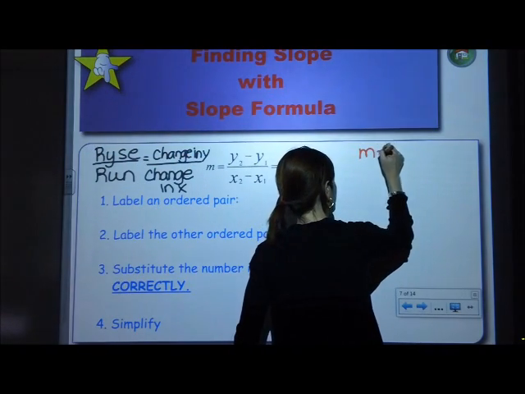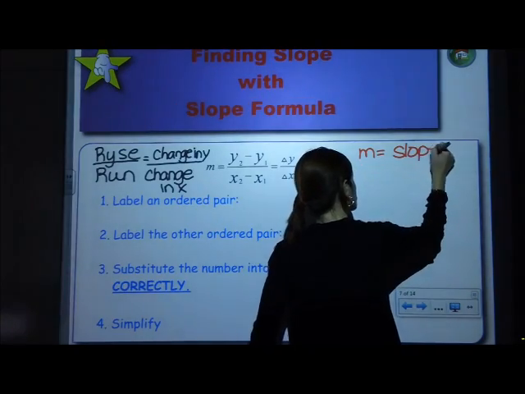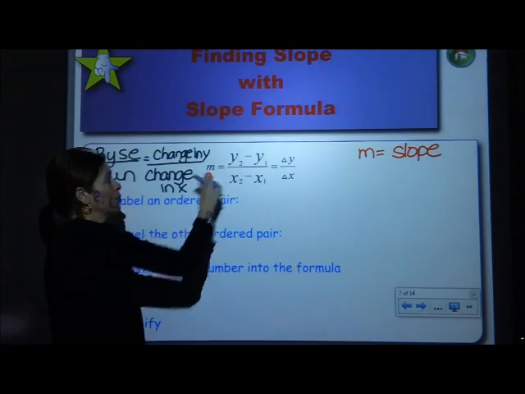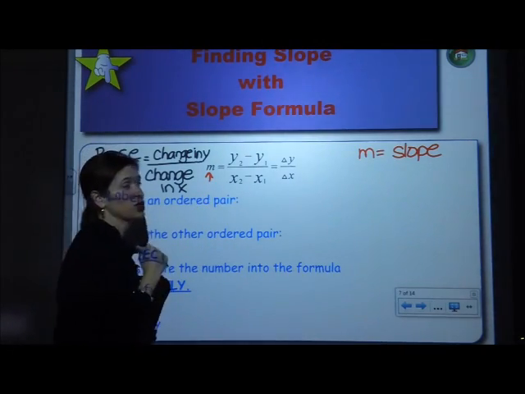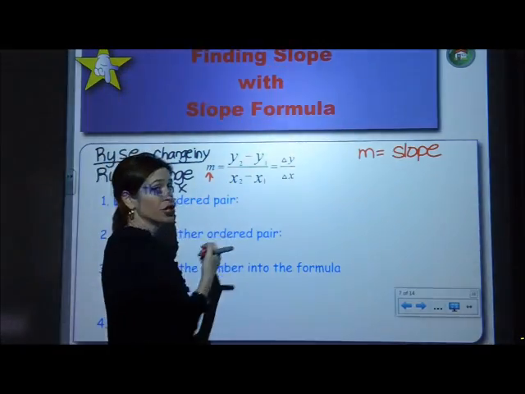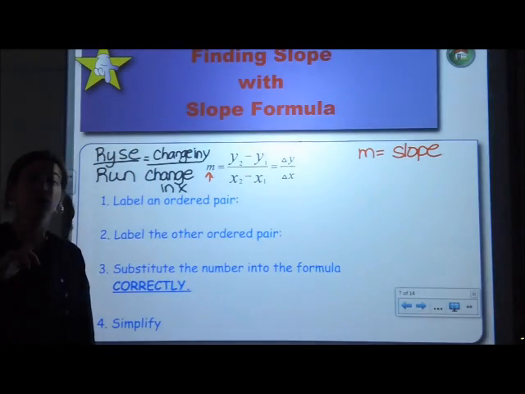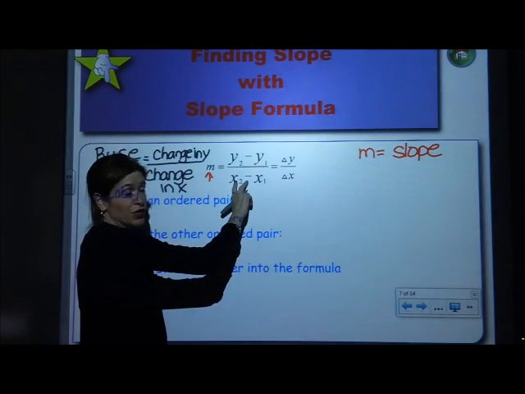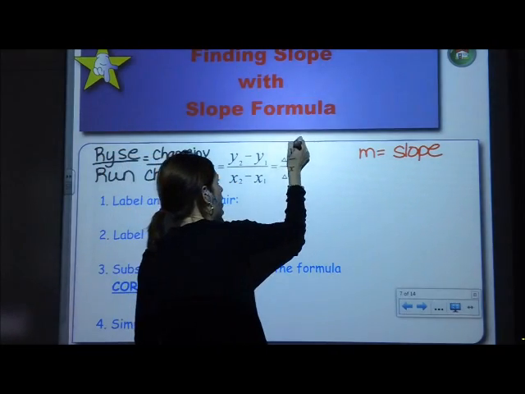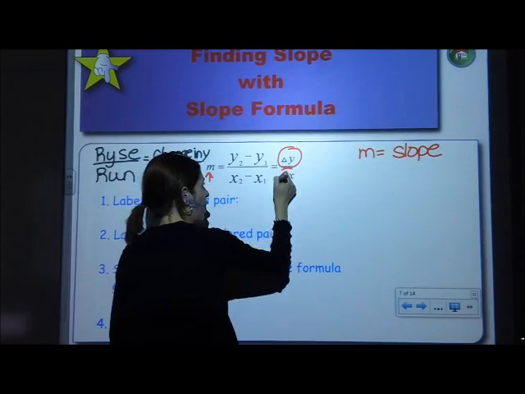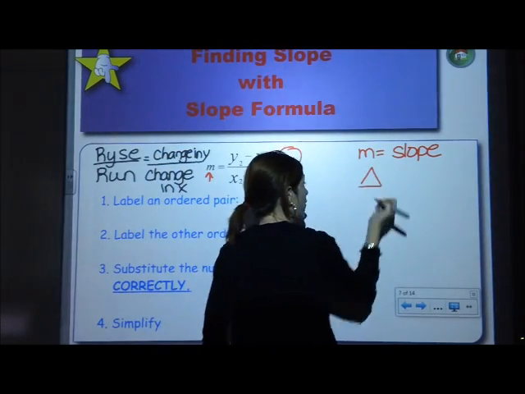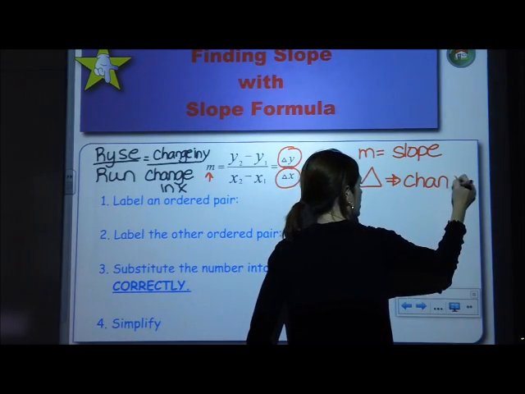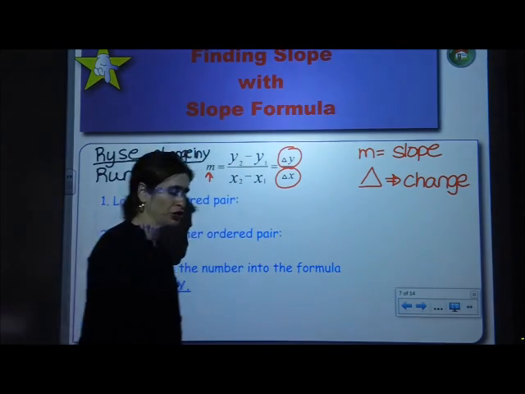M is the variable that we use for slope of a line, or slope, okay? So there's that M, so M equals. So this is saying slope equals y2 minus y1 over x2 minus x1. Y2 and y1 are just the way for us to indicate different coordinate points for y, and x2 and x1 are just different coordinates for x. Again, a nice way to think about it is a change in y over a change in x. And the triangle (delta) in math, we're going to use it in formulas to indicate change.